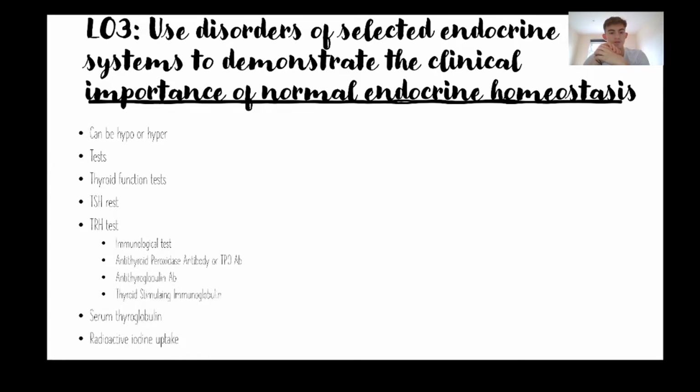Some of these disorders are autoimmune. So you could do an immunological test through the detection of antibodies, or you can look at serum thyroglobulin. That's the molecule that helps to create the thyroid hormones. Or you can have a radioactive iodine uptake test and see if the hormones are made and how this iodine moves along.